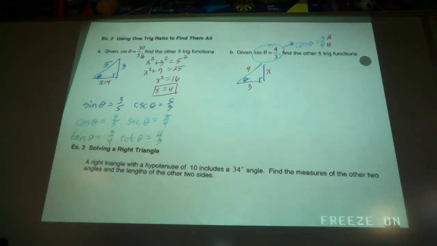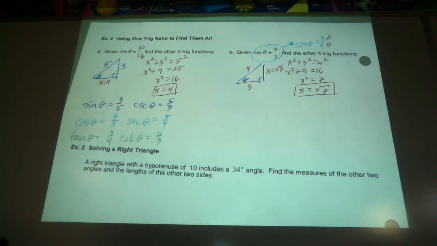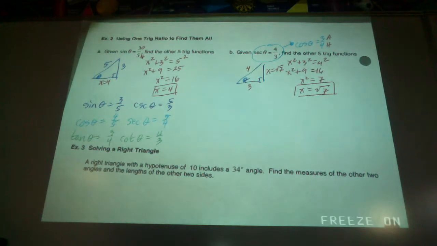What did you get? Radical 2? Not radical 14. If you mess this up, you're going to mess up all of your ratios. So you should have radical 7. Because 16 minus 9 is 7. And then when you take the square root of both sides, you get radical 7. So you don't want to be using your calculator right now. Now find your 6 ratios based upon that.